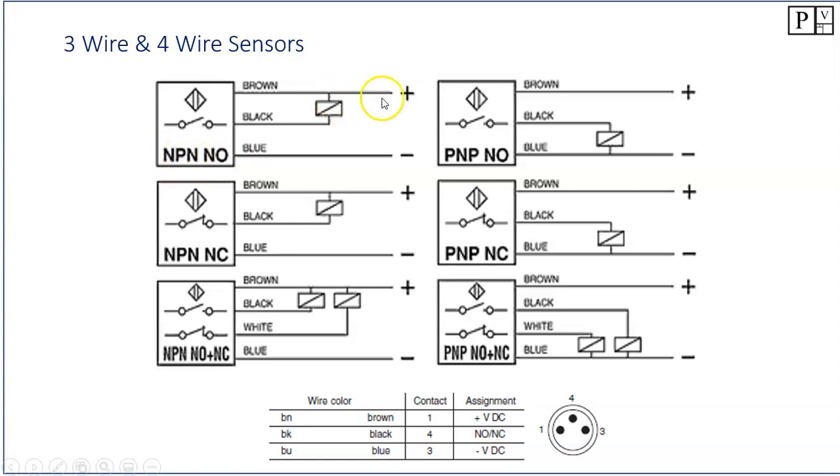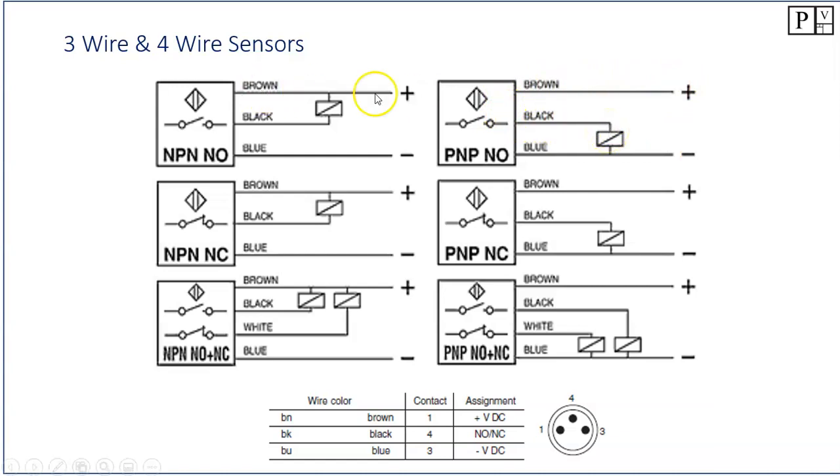The PLC is already referencing the positive of the power supply, and the switch is switching the negative and sinking it back to the negative there. So this is a sinking sensor or an NPN. Okay, if we take a look at this guy right here, this one is a PNP. So there's our PLC. The PLC is referencing the negative already, and the switch is switching the positive and providing a source of positive current into the PLC.